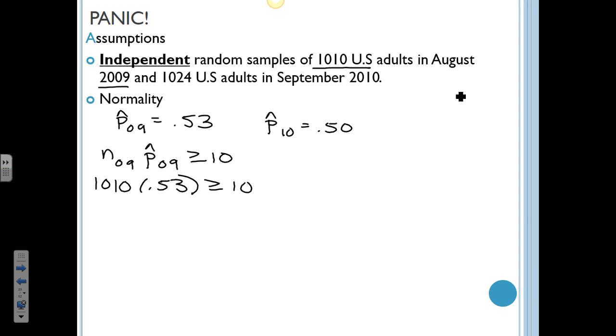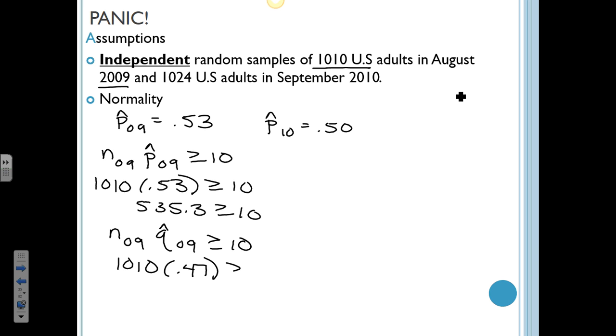And using my calculator, I got 535.3 is greater than or equal to 10. Is that correct? Someone verify that as I do the other one. Thanks, Maggie. So that means Q hat of 09 is going to be 0.47. So 1010 times 0.47 is 474. Greater than or equal to 10.